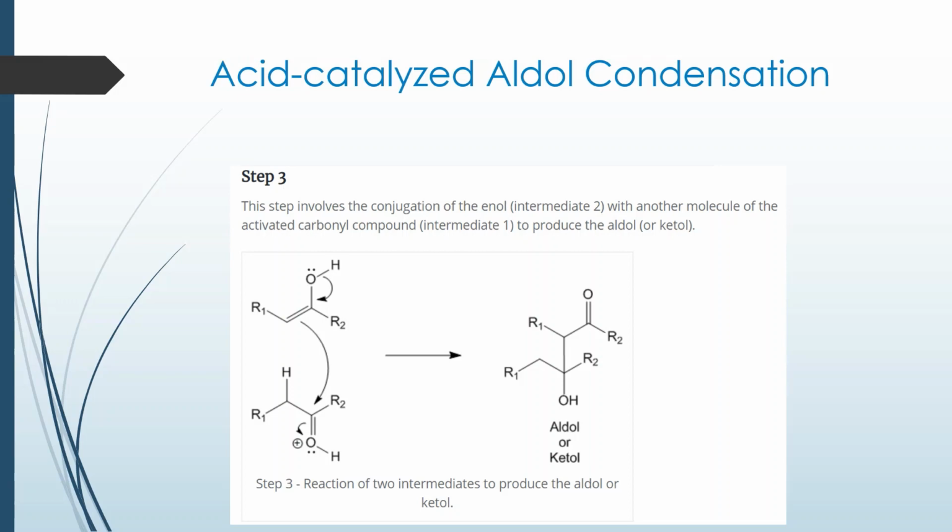In the third step, the conjugation of enol, that is intermediate 2, with another molecule of activated carbonyl compound, that is intermediate 1, produces the aldol. So these two molecules react with each other to form this aldol or ketol. The product is called aldol when two aldehyde molecules are involved, and the product is called ketol when two ketone molecules are involved. This aldol or ketol is here in the step 3.